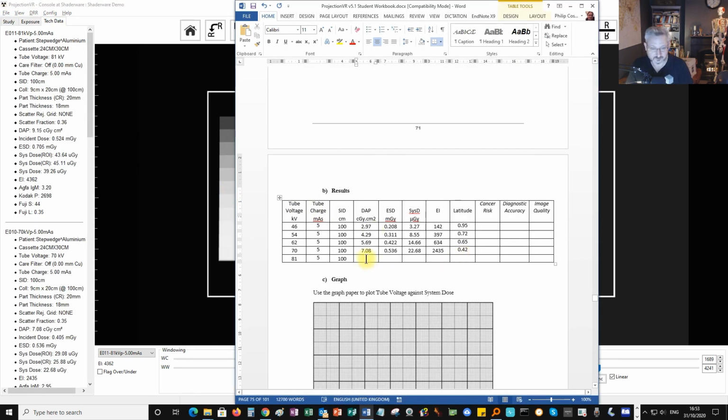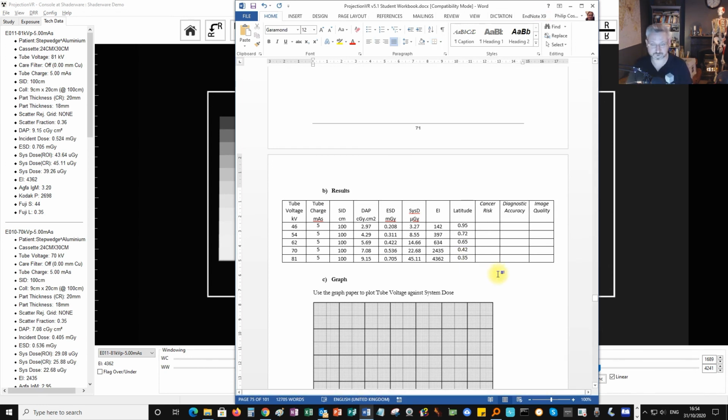Okay, so let's write the numbers in here. So the DAP is 9.15. The entrance surface dose is 0.705. The system dose is 45. The exposure index is 4,362. And the latitude is now 0.35.